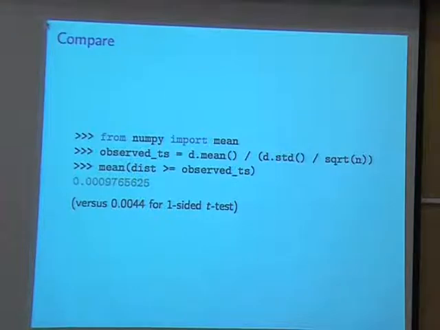And then to get my p-value, I'll just get my observed test statistic. So this is the original differences, the mean divided by the standard deviation divided by the square root. And I'll look at the number of instances of that distribution that have a larger or equal t-statistic than the observed. Again, I'm one-sided, so I'm looking just at larger. And I'll get the mean of that, which will give me a proportion. And so now I've got a p-value of 0.0009.